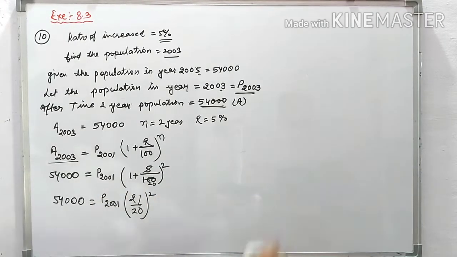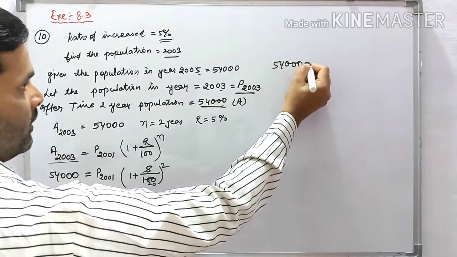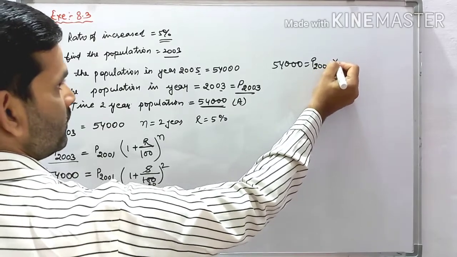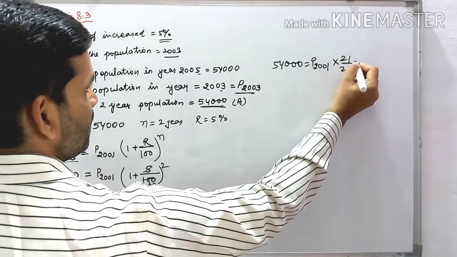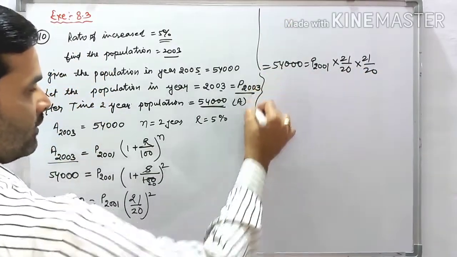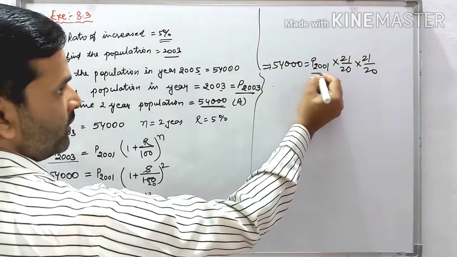Then we write 54,000 is equal to P 2001 into 21 upon 20 into 21 upon 20, and then we find the value of P 2001.